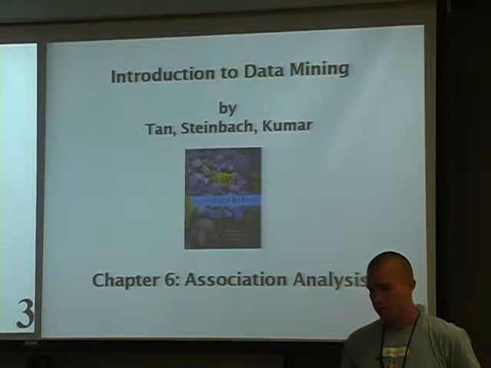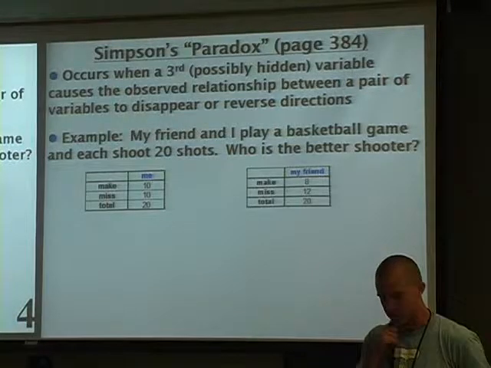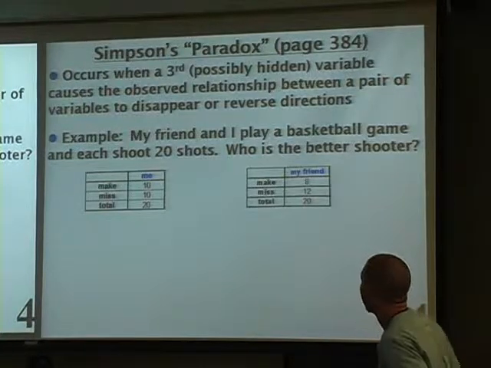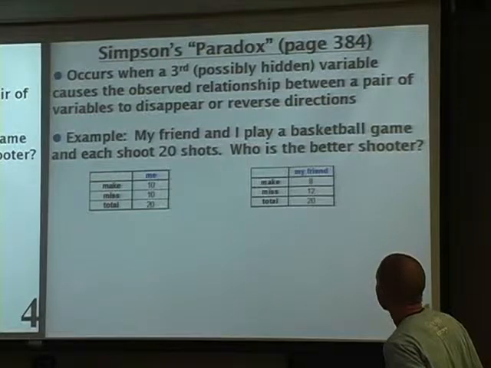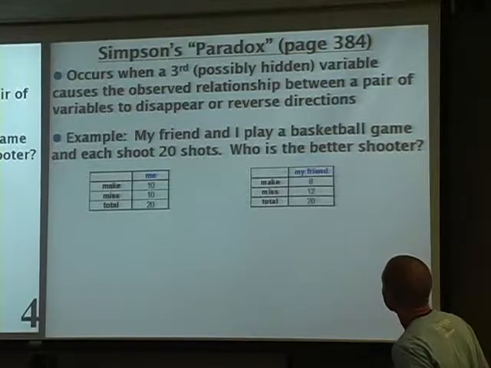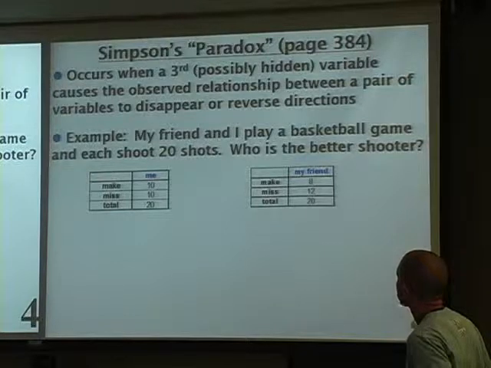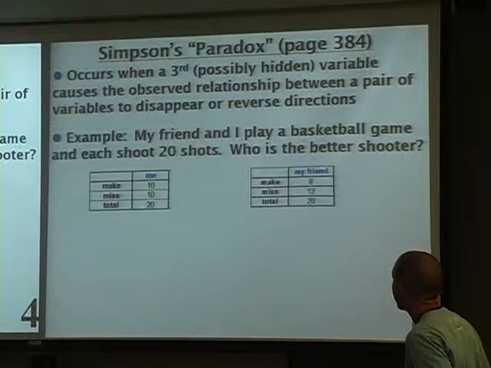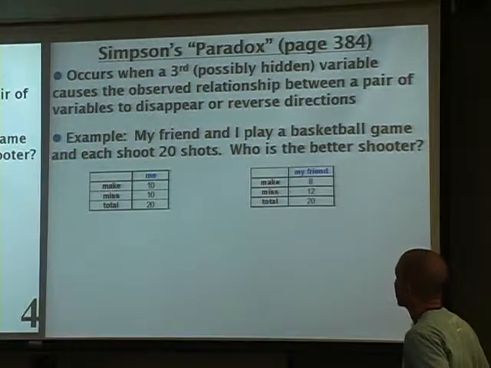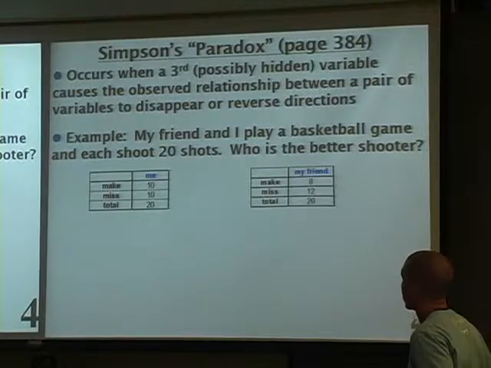Okay, so chapter 6 on association analysis. Simpson's paradox is talked about in section 6.7, I believe. This was the example I gave you last time, where there's a third, possibly hidden variable. The variable could be something that's in your data but you haven't thought about. It could be something that you could measure but have chosen not to, or it could be something that you're completely unaware of that's causing the paradox to occur.